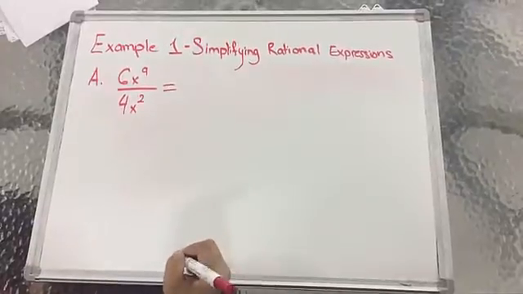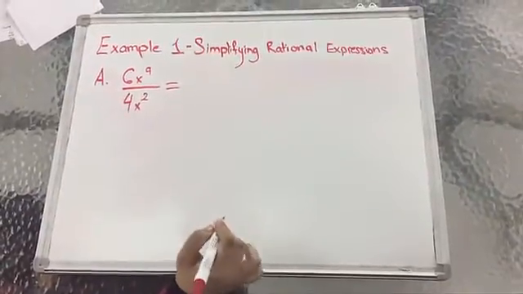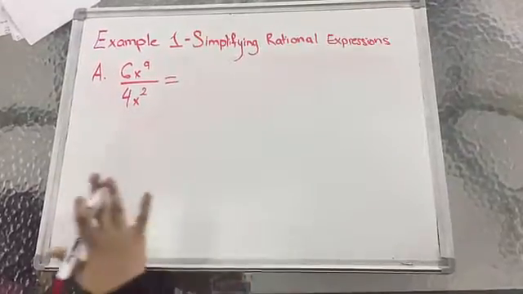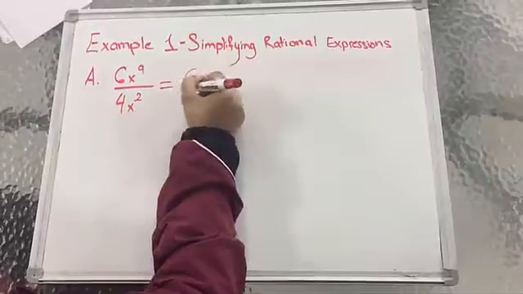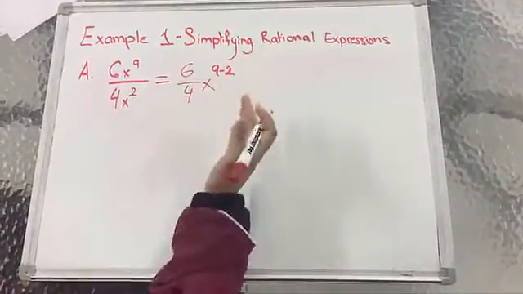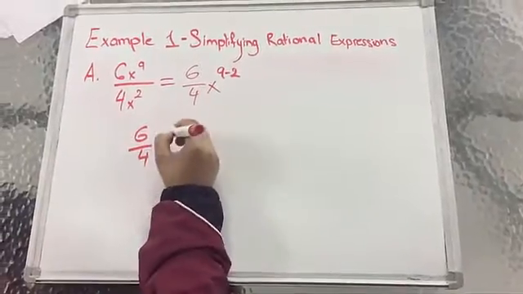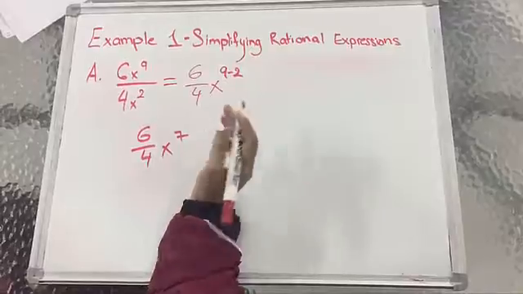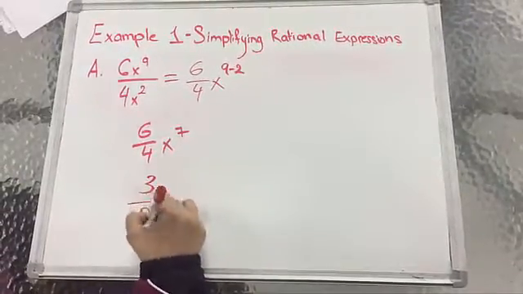Rational expressions. Example A. The first example is 6x to the power of 9 over 4x squared. First of all, we have to break it down. So it becomes 6 over 4x, 9 minus 2. The second step is 6 over 4x to the power of 7. Now we have to simplify it even more, so it becomes 3 over 2x to the power of 7.